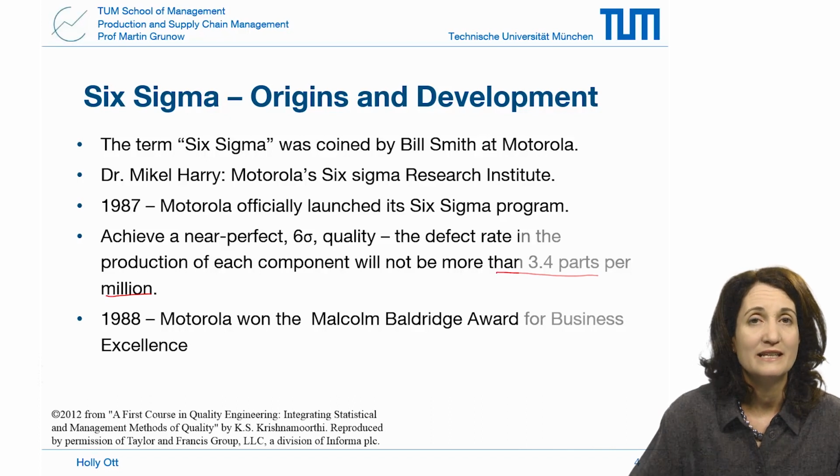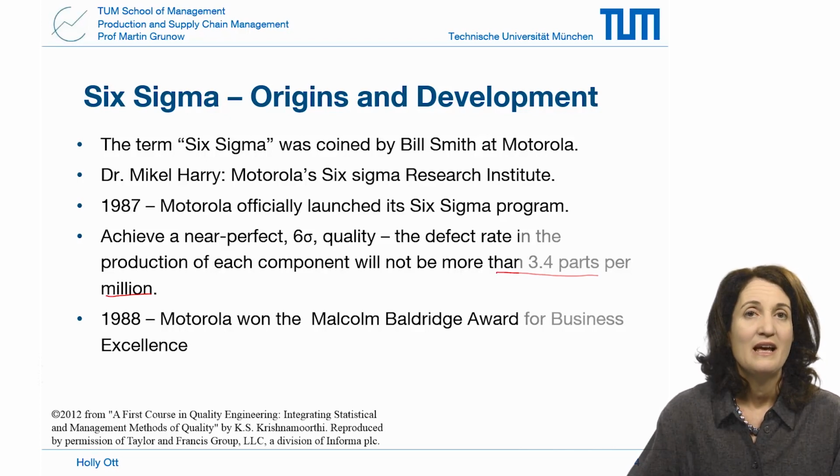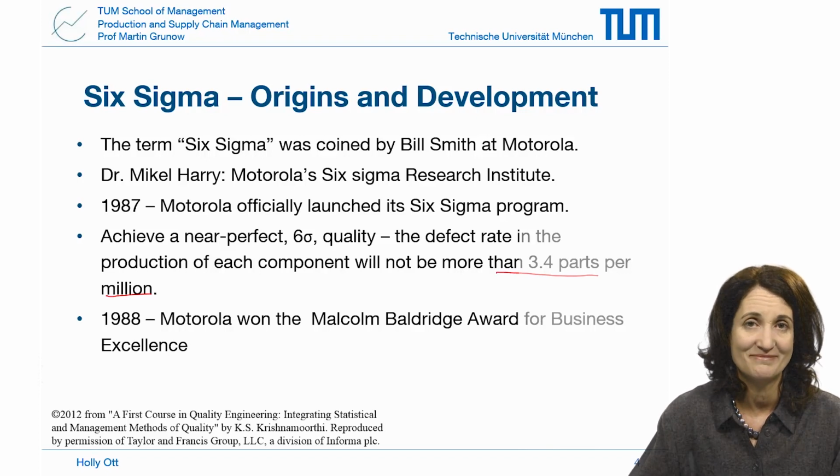Now, in the late 1980s, this process helped the company to achieve enormous improvements in quality. For example, 10-fold improvement every 2 years and 100-fold improvement in every 4 years. And 2 years after they set out on their Six Sigma journey, they received the prestigious national award, the Malcolm Baldrige Award for Business Excellence in 1988.